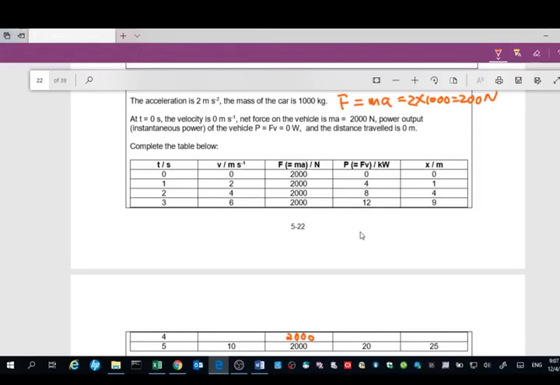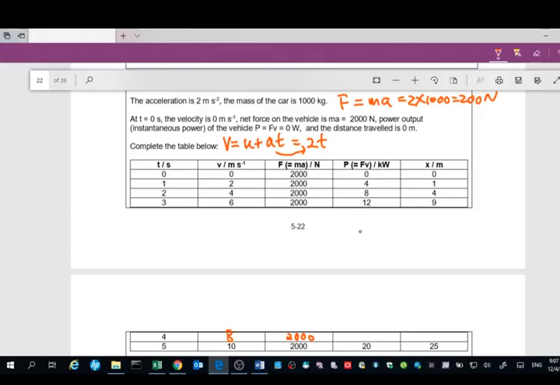Now the values here can be easily calculated from equations from kinematics, right? So V equals U plus AT. U is 0, and A is simply 2, right? So A is 2 here. So V is 2 times t. So 3 will give you 6, 4 will give you 8.